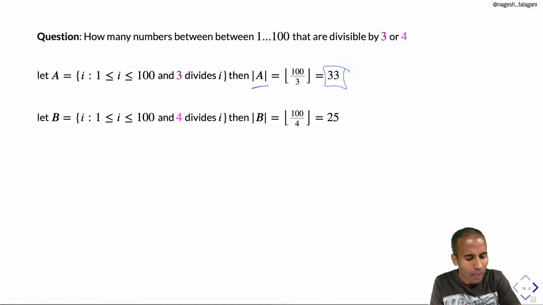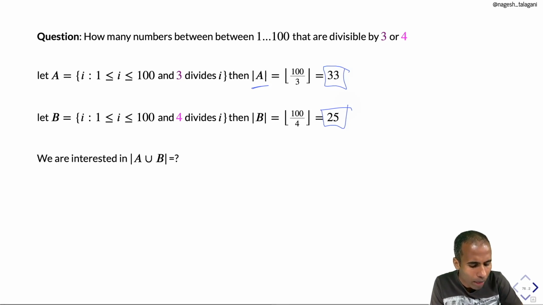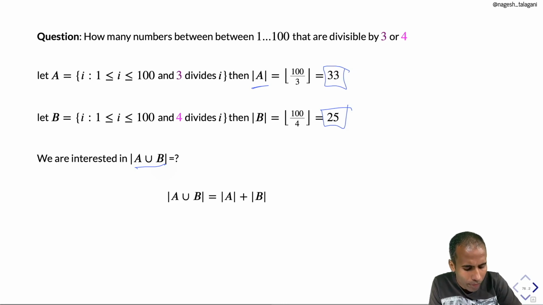Let B be the set of all numbers between 1 to 100 that are divisible by 4. The number of elements in B is going to be the floor of 100 by 4, which is 25. Then we are interested in the number of elements in A union B. A union B is a set consisting of elements in A or elements in B. So now the question is, can we write the number of elements in A union B equal to the number of elements in A plus the number of elements in B? That means, can we apply the sum rule?